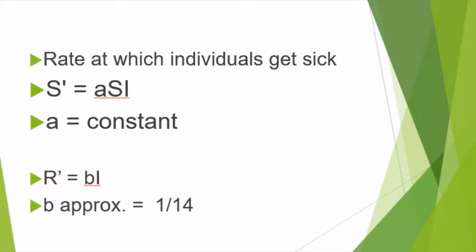R dash is equal to B times I. Every day, a fraction B of the infected, or I, individuals will recover. The disease runs for approximately 2 weeks, so we can say every day 1/14 of all infected individuals will recover.